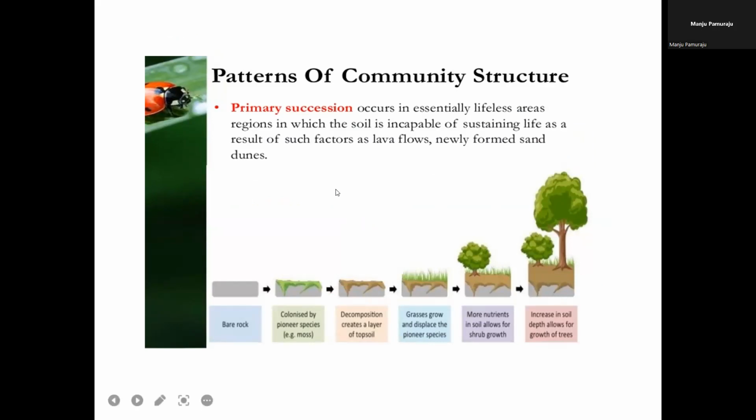On a bare area, there are no living organisms present, as a result of factors such as lava flows or other environmental effects. Here one area is present where no living organisms can exist, so it is called a bare area. The succession which starts on this bare area, where there is no capability of sustaining life, is called primary succession.